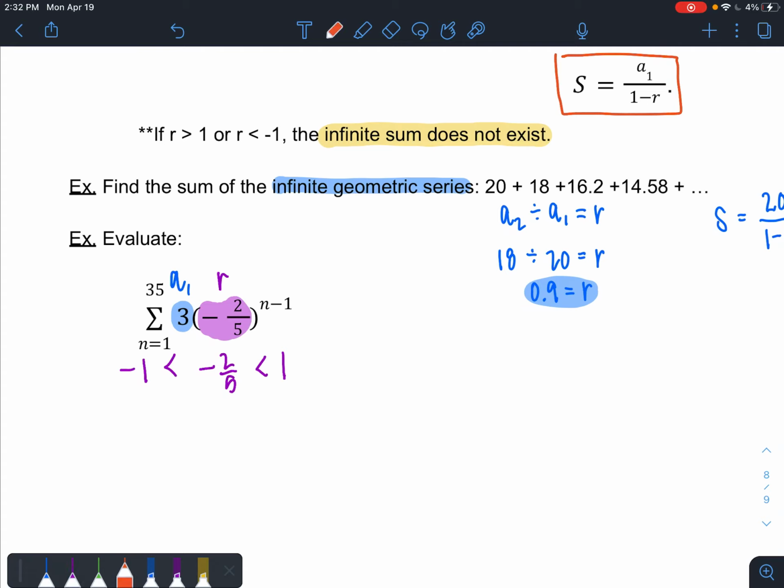So then we can just plug it into our equation, a sub 1 over 1 minus r. So we have 3 over 1 minus -2/5. You can just plug that into your calculator, but use parentheses around the bottom. You should get 2.1.